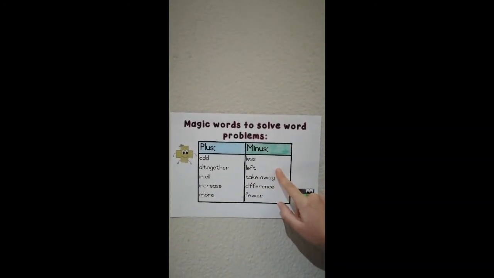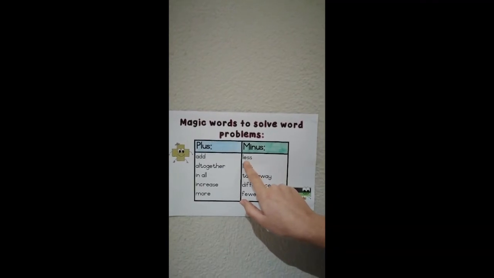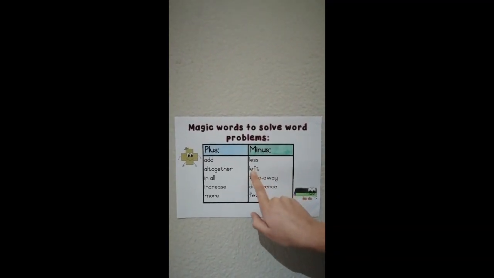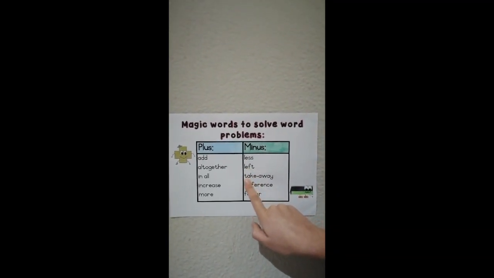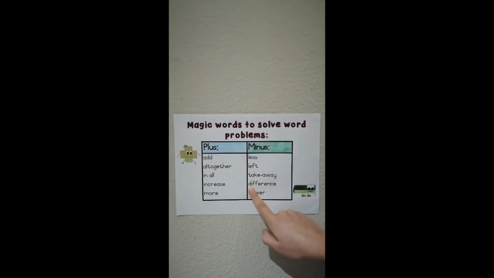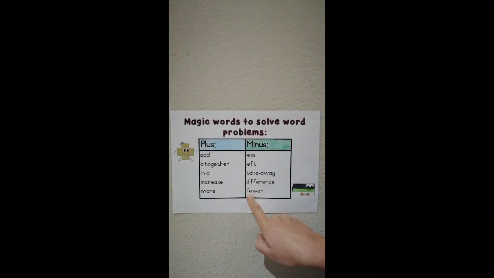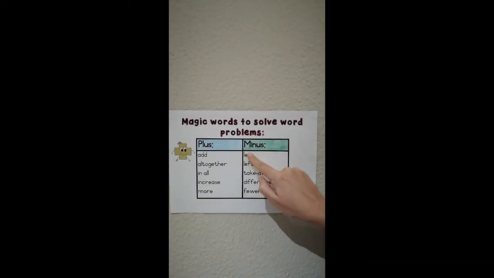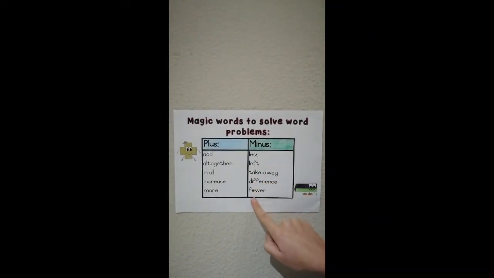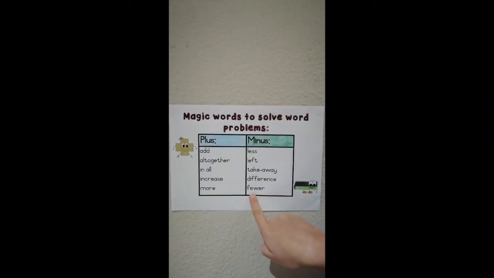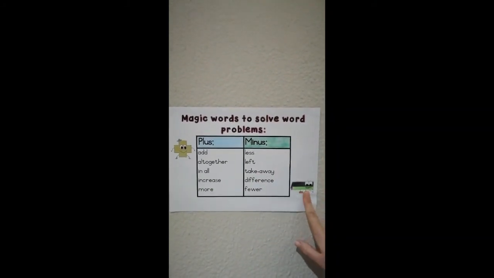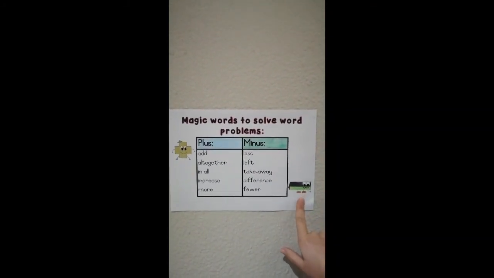Linus the Minus's magic words are these ones. The first one says less. The second one says left. The third one says take away. The fourth one says difference. And the last one says fewer. And if you find one of these words sitting in your word problem, then you need to run to Linus the Minus and ask him for help.